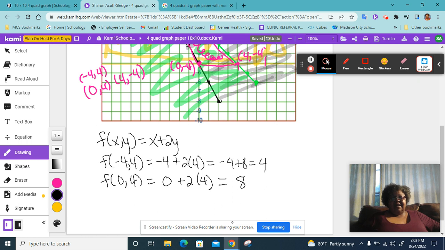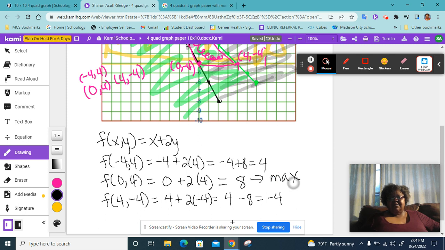Okay. And then my last one, f of 4, -4. So x is 4 plus 2 times y. Y is -4. So this is 4 minus 8. 2 times 4 is -8. And this is -4. So this is my lowest value. So my maximum is 8 and my minimum is my lowest value, which is -4.